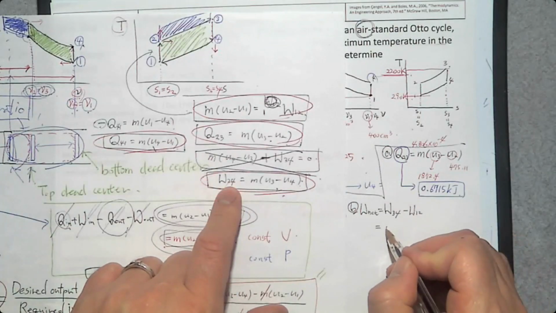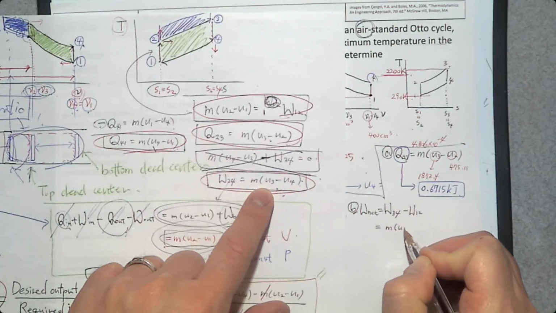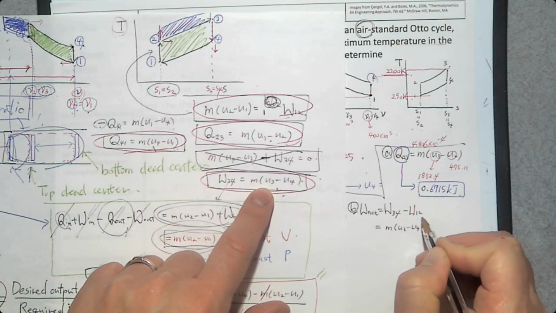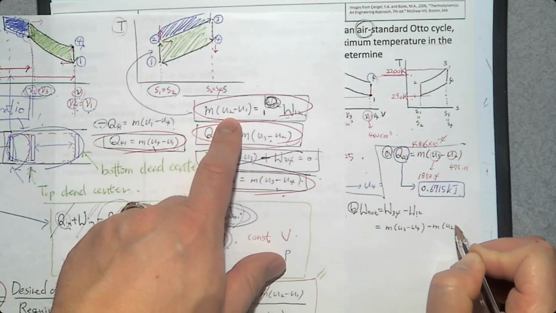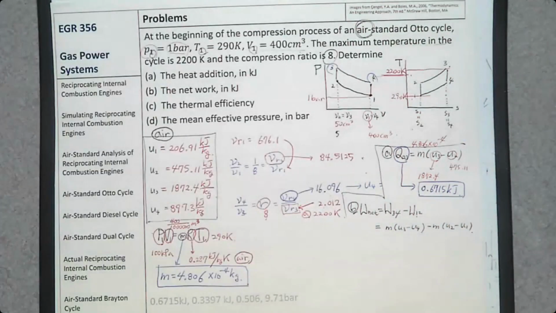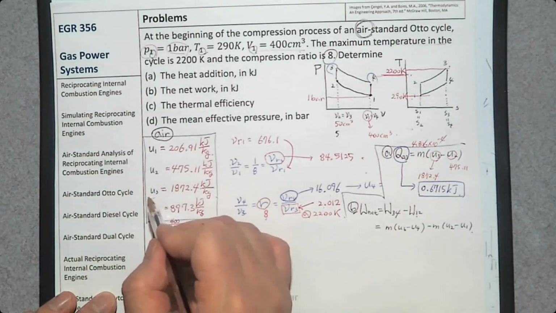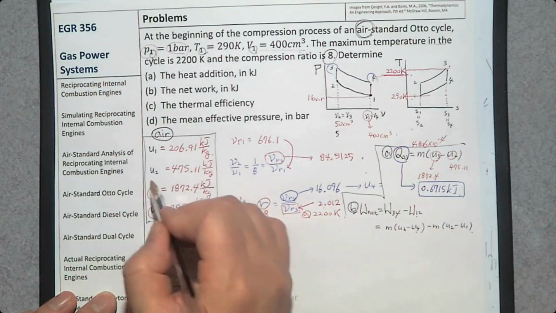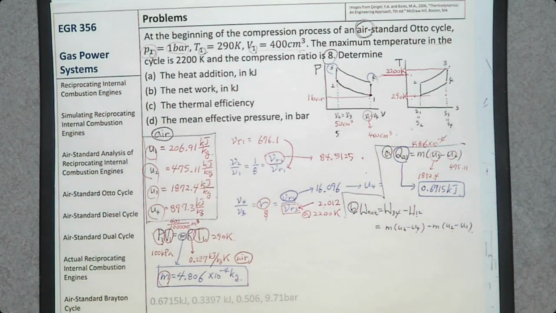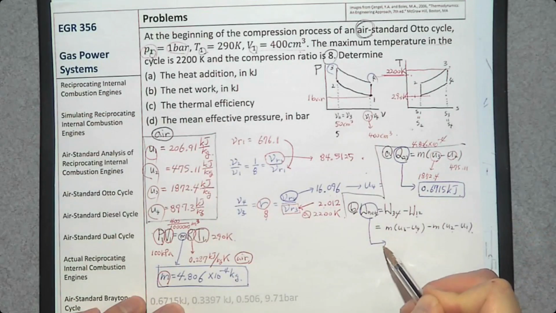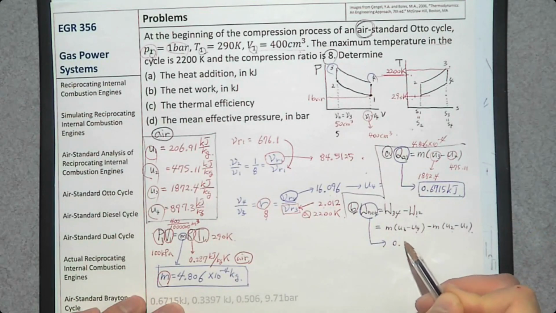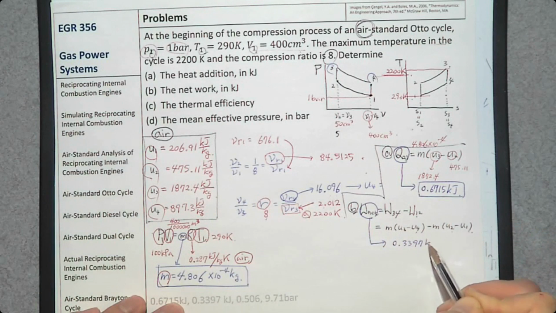W34 is going to be mass times U3 minus U4, minus W12, which is mass times U2 minus U1. We have the mass, U3, U4, U2, and U1. So we have everything. Can you determine W net? Yes. W net is 0.3397 kilojoule.